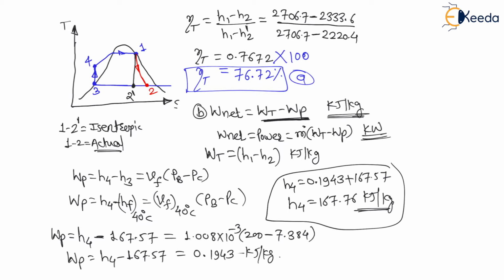Now my dear students, already we have calculated H1, we have calculated H2, we have calculated H3, which is nothing but HF at 40 degrees Celsius, which is nothing but 167.57 kilojoule per kg. And here we have calculated H2. Now let us find here net work output. So let us move forward.